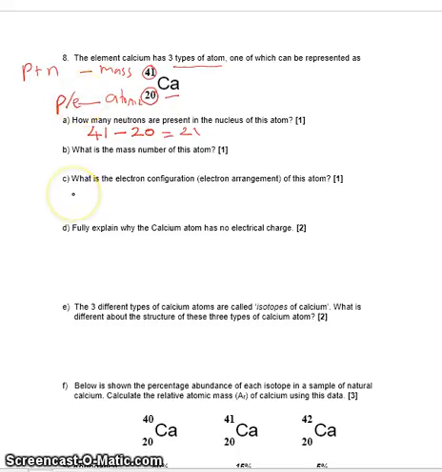The atomic number tells us the number of protons and also the number of electrons. Okay, question B, we're just checking that we know which number is which. So what is the mass number of this atom? You just take it straight from up there, and the mass number is 41.